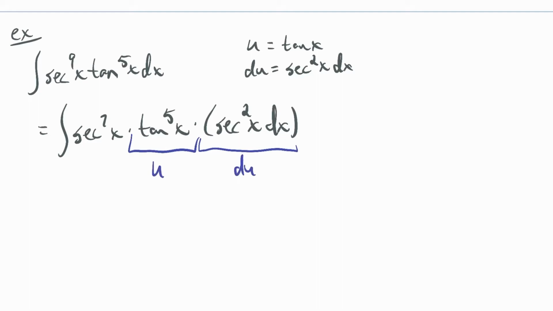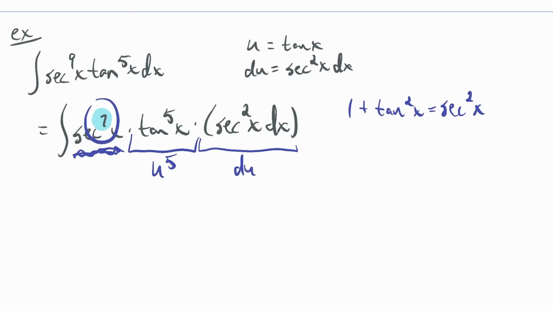And here's u to the fifth power. What about this guy? Because this is an odd exponent, I can't use a Pythagorean identity. I could try to use 1 plus tangent squared x equals secant squared x. But I don't have an even number of factors of secant. So I kind of get stuck and this doesn't work.